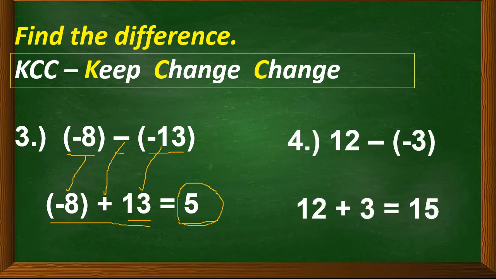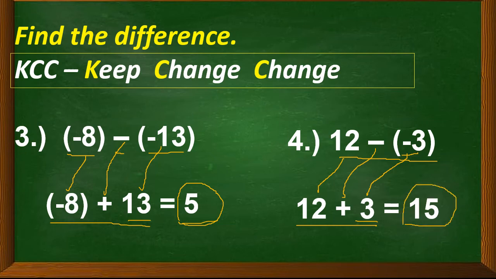Next, 12 minus negative 3. Copy the minuend. Next, change the operation to addition. Another C, change the sign of the subtrahend. So negative 3 became positive 3. Now apply the rule in addition. 12 plus 3, same sign, add. So 12 plus 3 is 15. And they are both positive, so our sign also is positive.